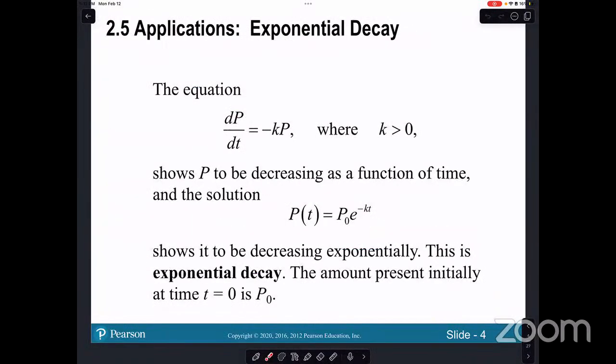All right. So the equation dP/dt = -kP, where k is positive, shows P to be decreasing as a function of time, and the solution P(t) = P0 e^(-kt) shows it to be decreasing exponentially. This is exponential decay, and the amount present initially at time t = 0 is P0. Last time we worked a few examples where we were looking for some function P that would satisfy this derivative, right? When we took the derivative of P with respect to t, we would get negative k times the original function. A function that satisfied that property was this exponential function. In this case, we're looking at exponential decay, but it's similar to something we talked about last time.